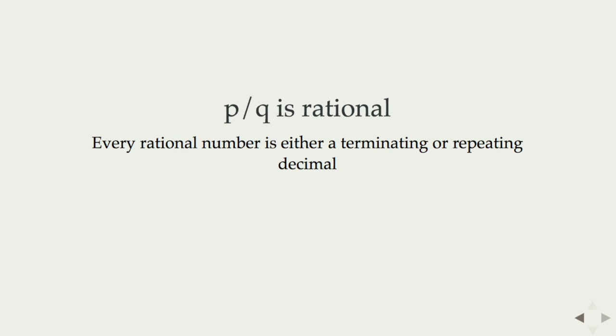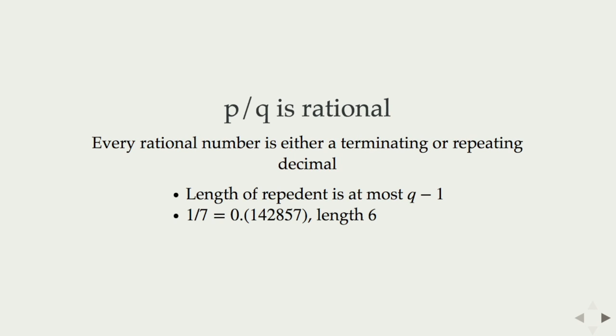Now, when we have p over q, we call it a rational number, and we claim that every rational number is either a terminating sequence or a repeating decimal. So why is that the case? When you think about it, if the numerator is 0, it is terminating. If it's non-zero, then the length of the repeating part is at most q minus 1, right?